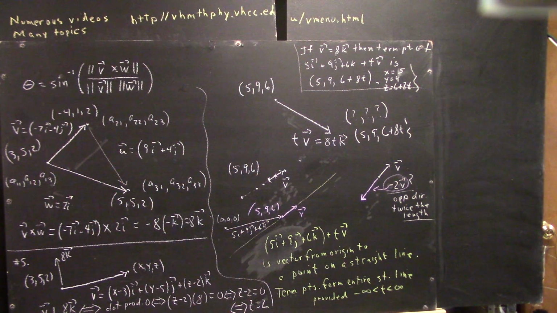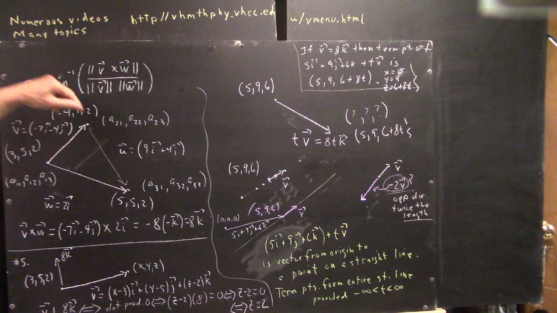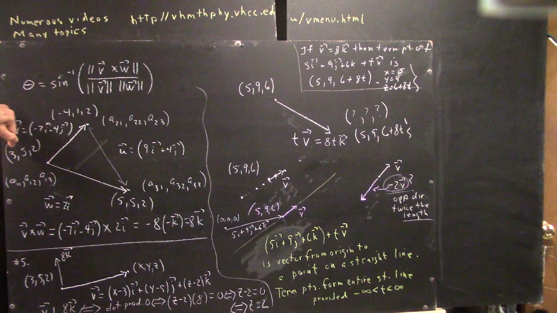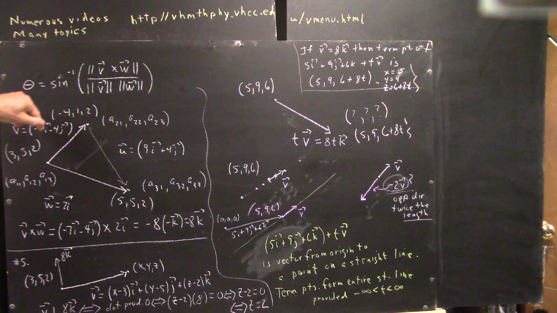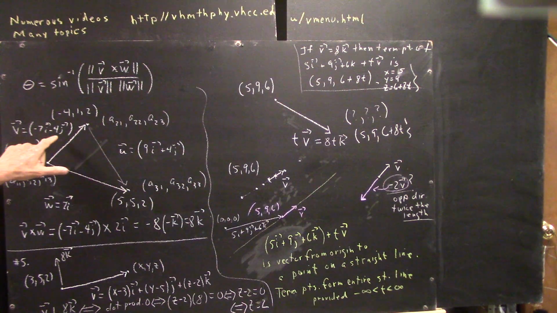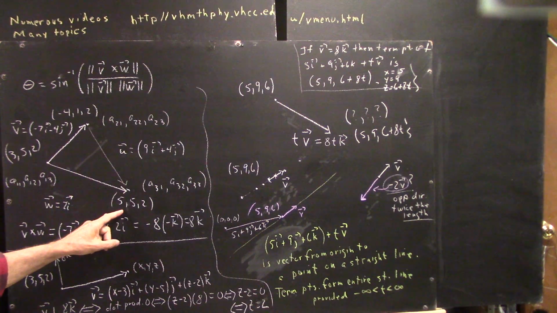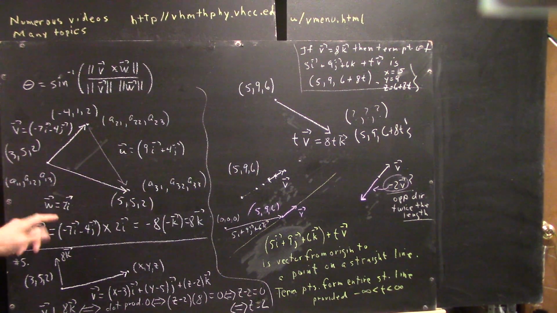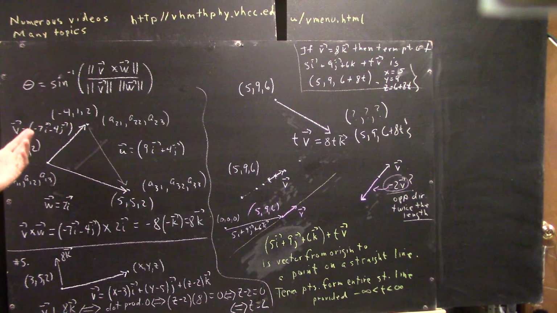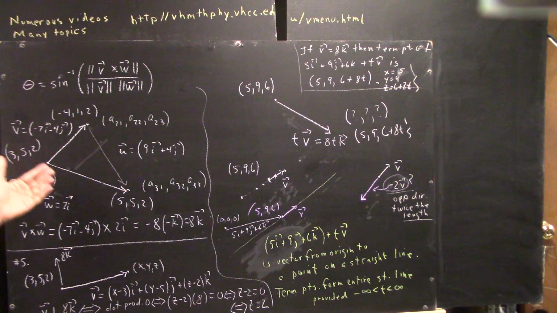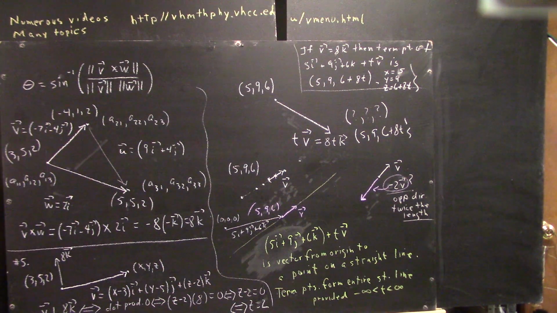Now choosing this one, the vector from this point to this point, the I component will be -4 minus 3, which is -7. The J component will be 1 minus 5, which is -4. So the vector is -7I minus 4J. For the other vector, 5 minus 3 is 2, so I have 2I. 5 minus 5 is 0, so I don't have any J, and 2 minus 2 is 0, so I don't have any K.